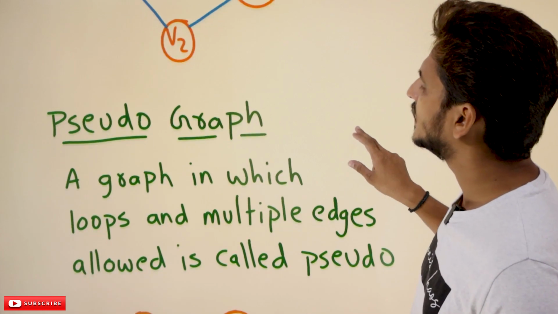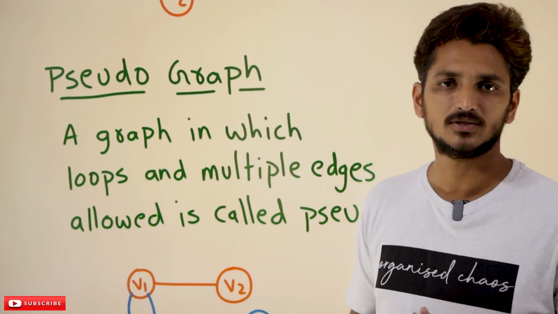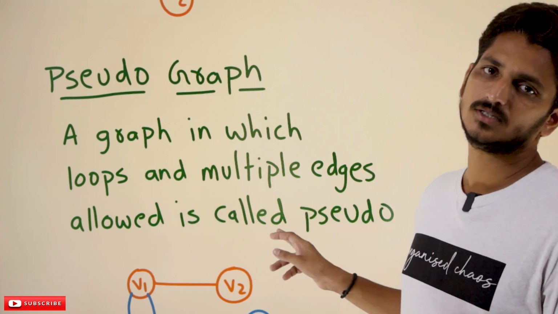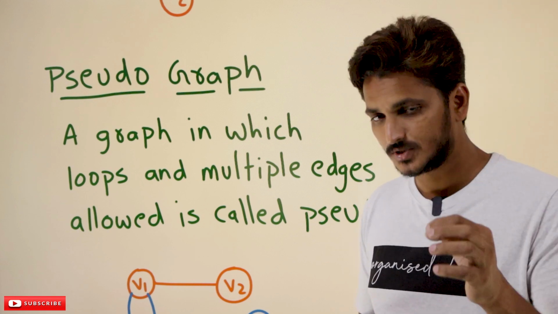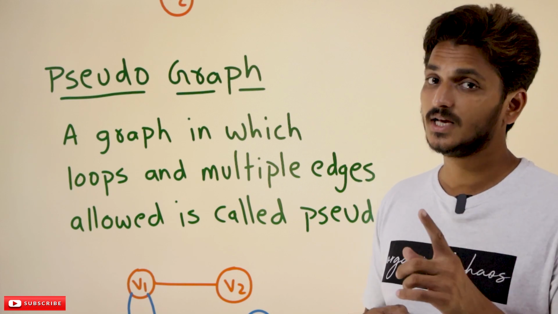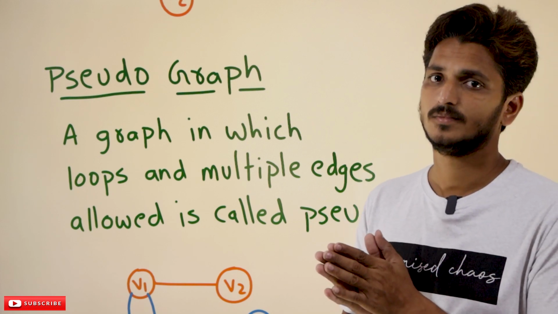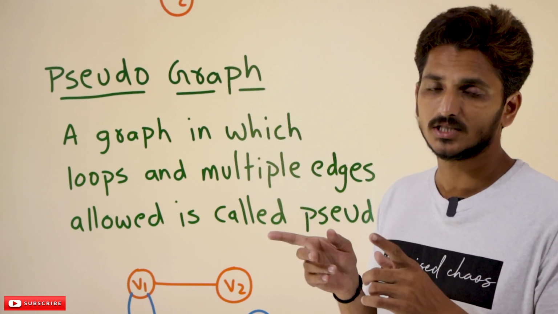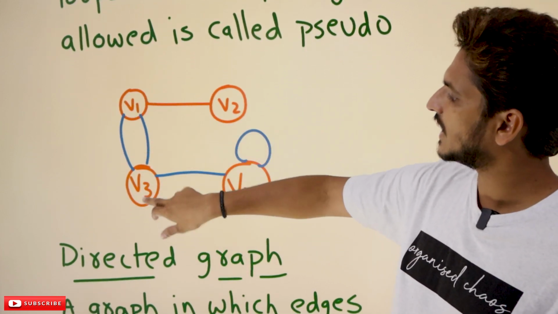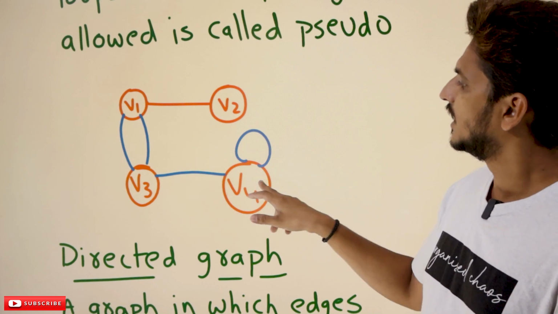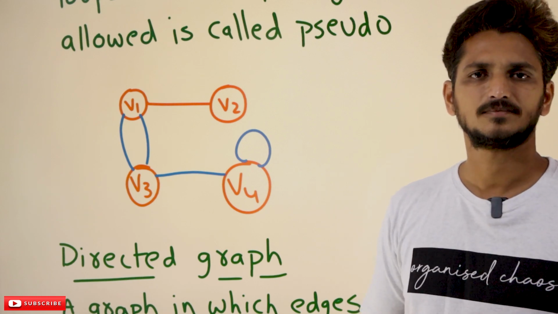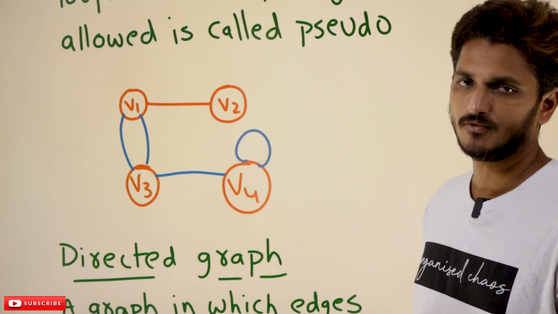Now coming to the next definition, pseudo-graph. A pseudo-graph is a graph in which loops and multiple edges are allowed. So loops are allowed and multi-edges are also allowed. Then we say it is a pseudo-graph. See, multi-graph means only multiple edges are allowed. Loops are not allowed. If loops and multi-edges are both allowed, then we say it is a pseudo-graph. This is the example for pseudo-graph. V1 has multiple edges, V2 has a single edge, V3 and V4 have a single edge, and V4 has a self-loop. This is what we call a pseudo-graph.